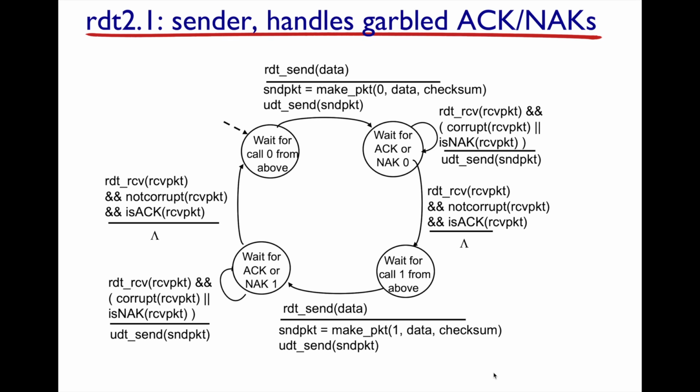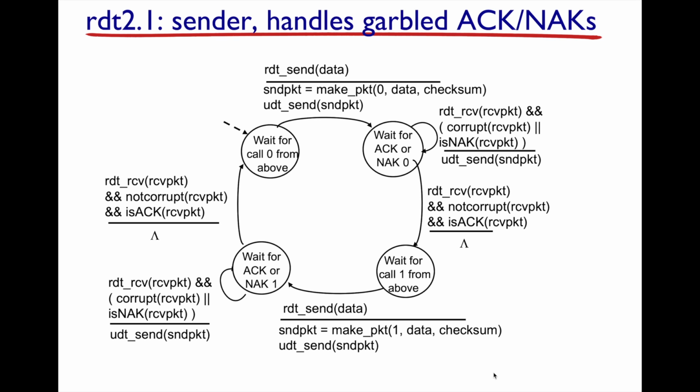So we'll see a state here, wait for call 1 from above. And you wait for call 1 from above for that next packet in the sequence of packets that you're sending. And then you don't proceed forward until you either get an acknowledgement or a negative acknowledgement. If you get a negative acknowledgement, well, you don't continue until you get an acknowledgement. Once you get an acknowledgement, you now wait for the next packet, and in this case, it alternates between 0 and 1. But what we'll see later when we talk about sliding window protocols for pipelining in TCP, we'll see that the sequence number will continue to increment.